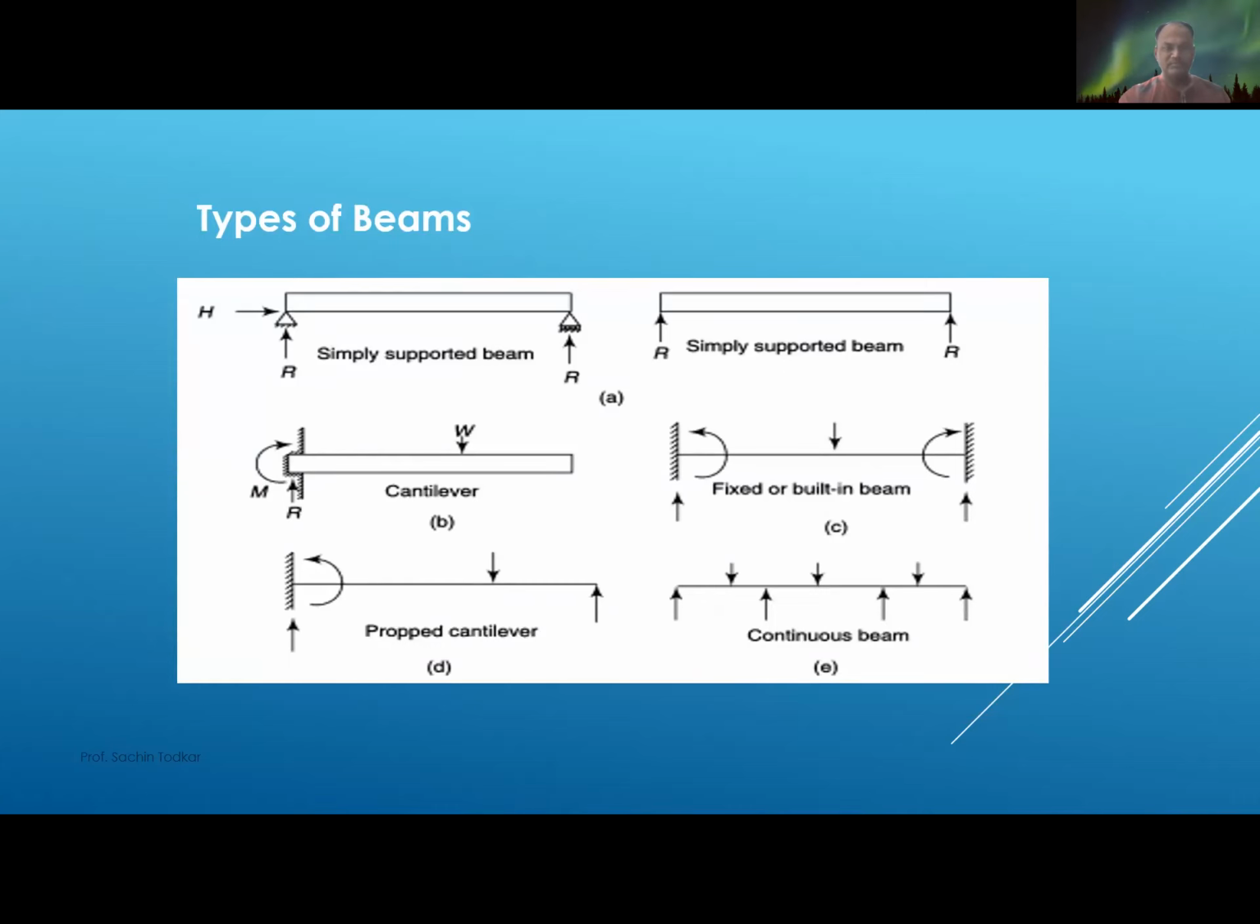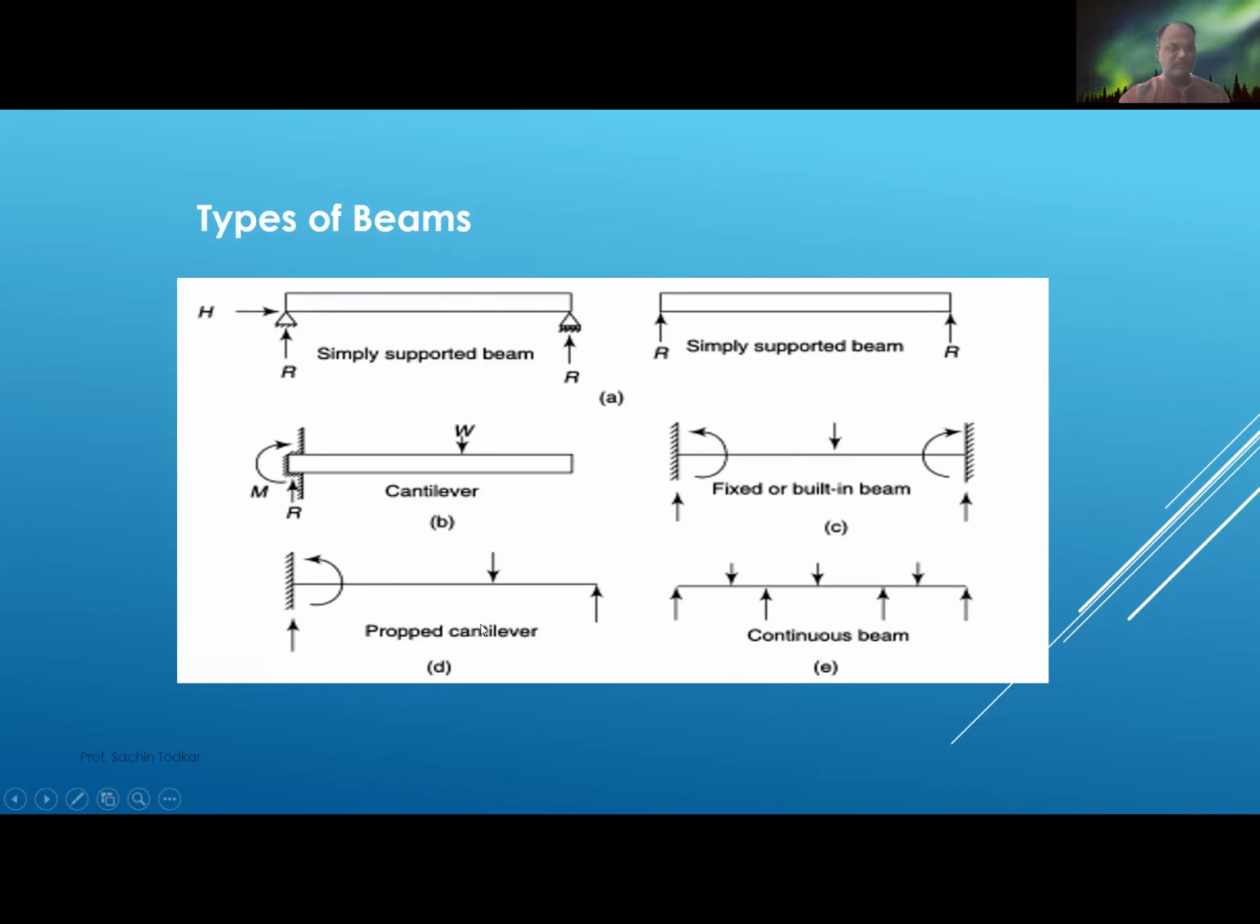Now types of beams. Simply supported beam: if there is one hinge support and one roller support, or both roller supports are there, then we call it a simply supported beam. A cantilever beam is one where one end is fixed. A fixed or built-in beam has both the ends fixed.